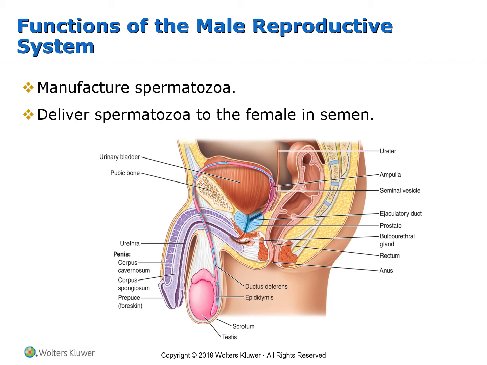We'll describe now the male reproductive system, and we'll start by saying that the main function of the male reproductive system is to produce the spermatozoa, and the spermatozoa will be transported and eventually delivered to the female in a fluid that is called the sperm.